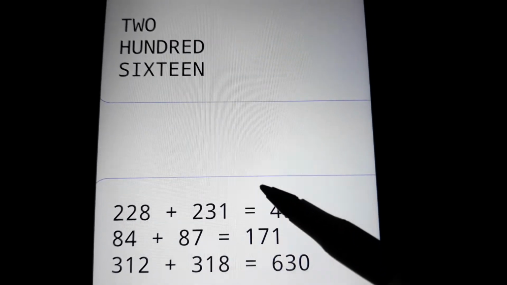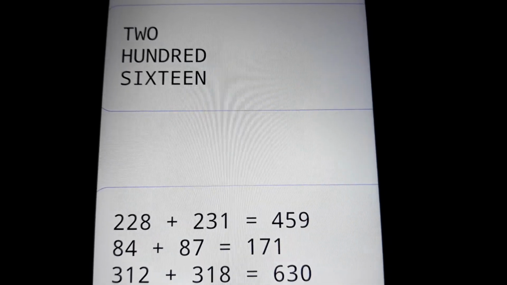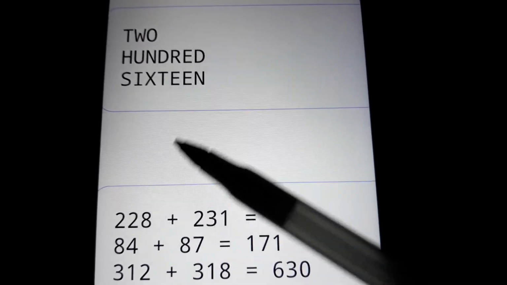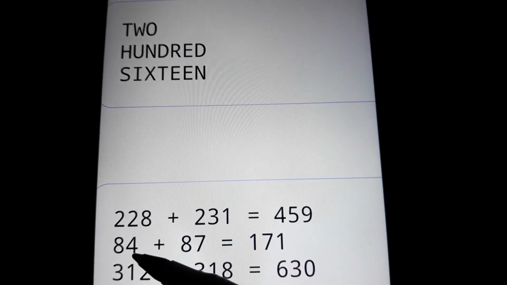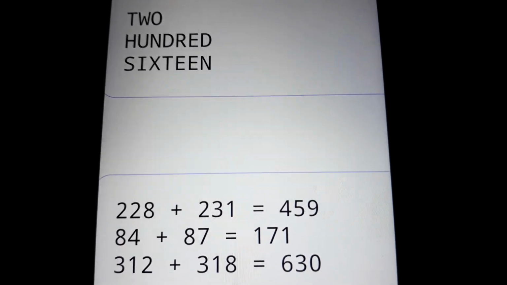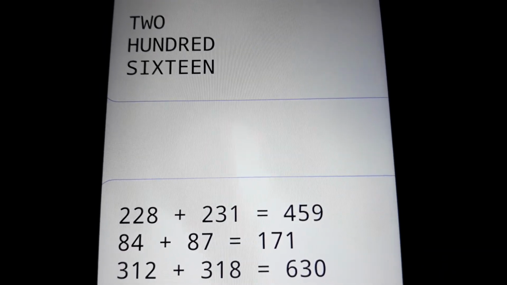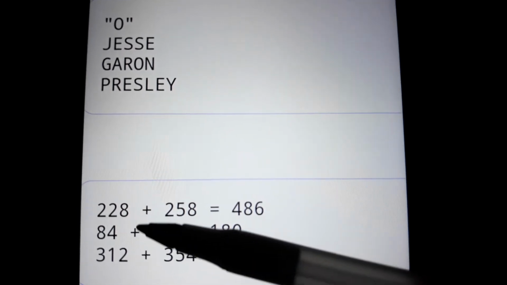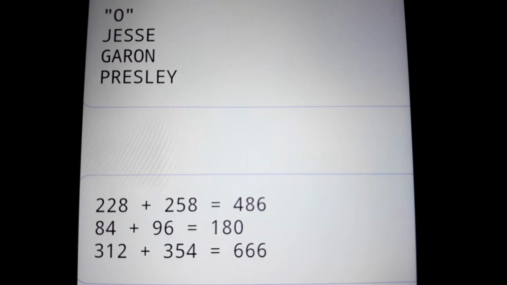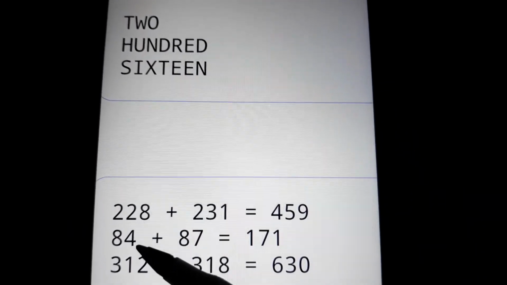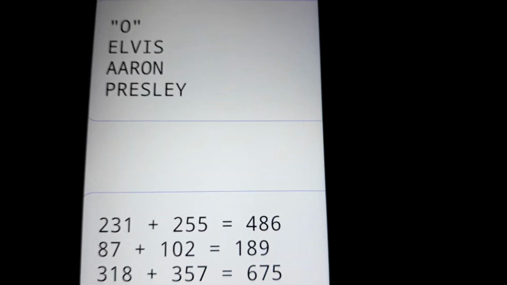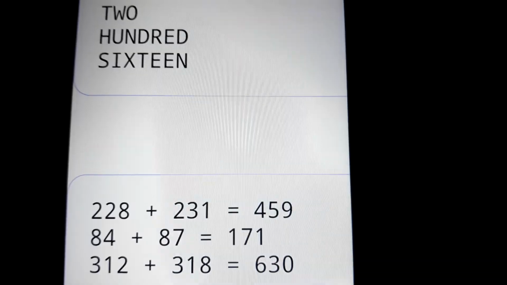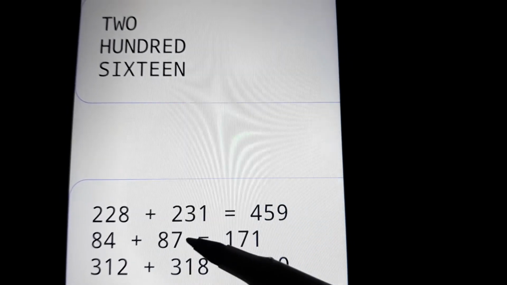So Elvis Aaron Presley with a crown equals the back of 216. Jesse Garon Presley, Elvis's twin, with a crown, equals this. So it equals this and this. You see that? The twins, Elvis and his dead twin, equal 216. Are you getting that? So Jesse Garon Presley with a crown equals 228, 84, 312. 216 in the front equals 228, 84, 312. Elvis Aaron Presley with a crown equals 231, 87, 318, which is 216 backwards.